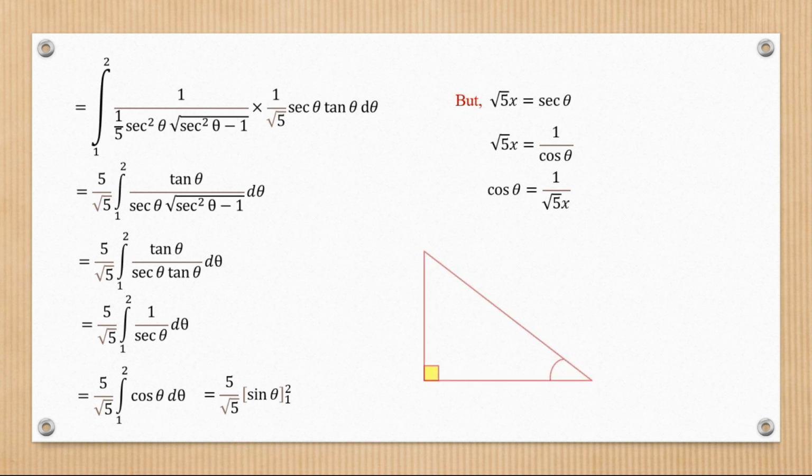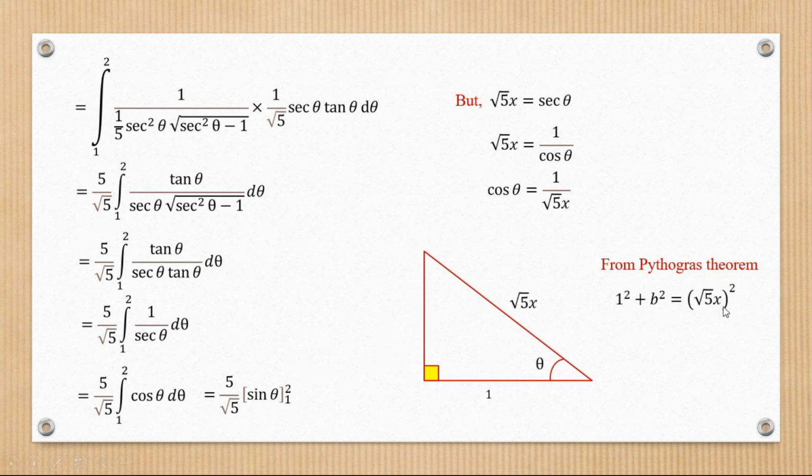So now that we know that, we can plug that into a right angled triangle where we have theta as an angle. Remember that cos means adjacent over hypotenuse. Now it means that the hypotenuse is root of 5x and the adjacent is 1. So we need to first find the opposite value right here, so that we can easily find what sine theta represents.